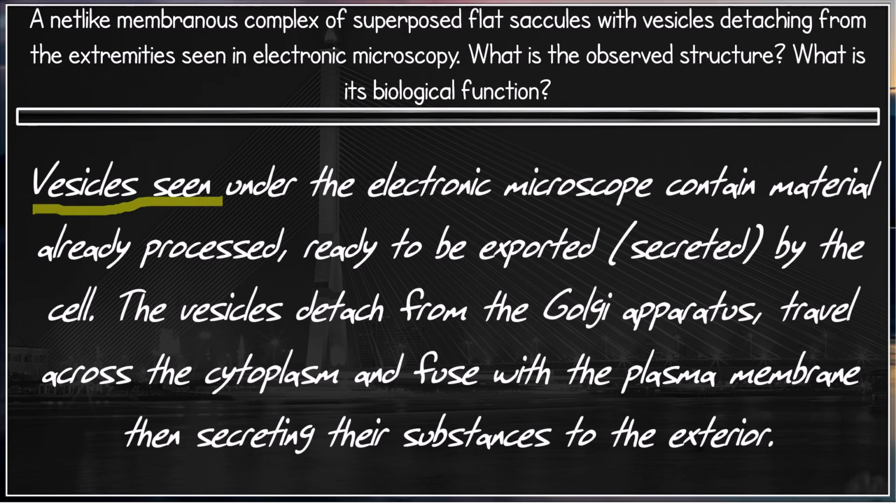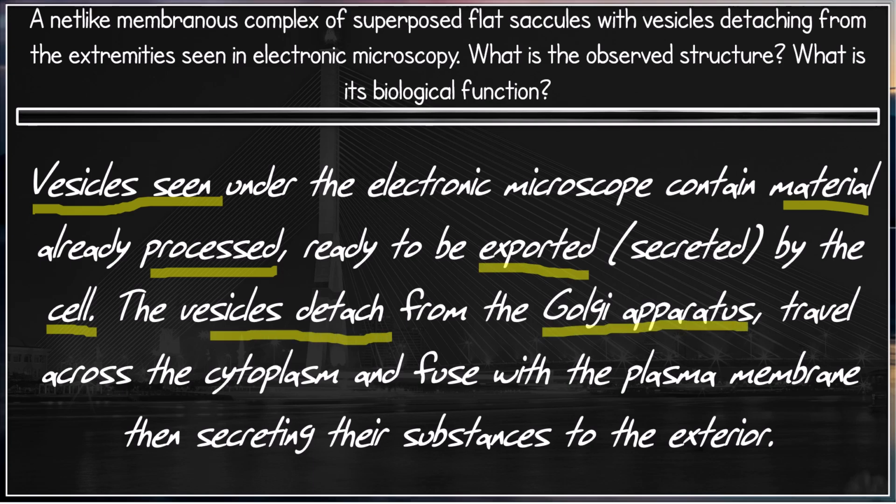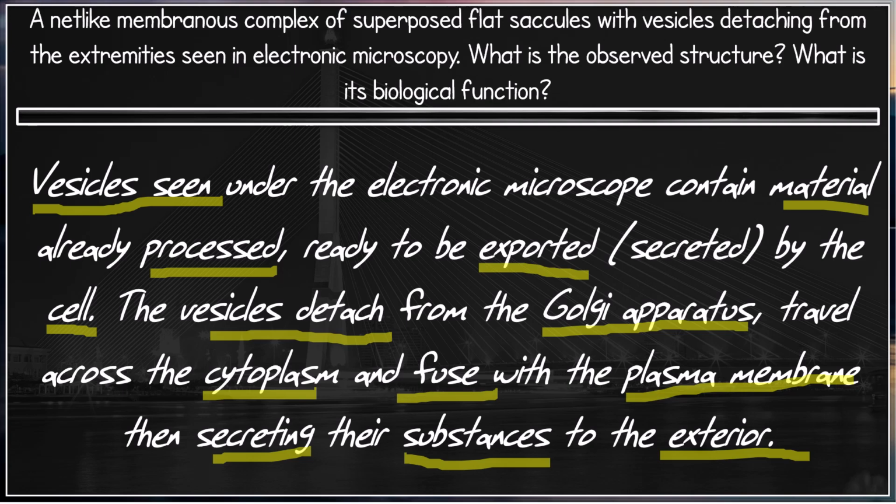Vesicles seen under the electron microscope contain material ready to be exported or secreted by the cell. The vesicles detach from the Golgi apparatus, travel across the cytoplasm and fuse with the plasma membrane, then secreting their substances to the exterior.